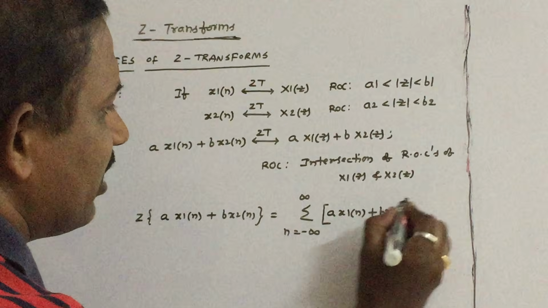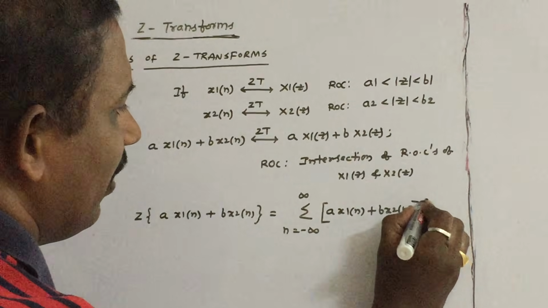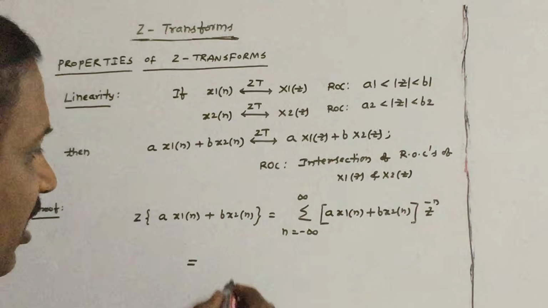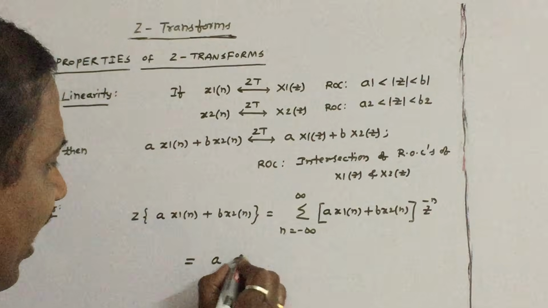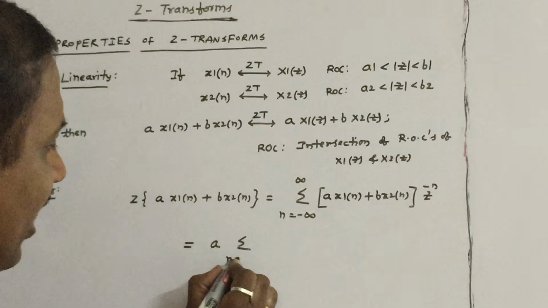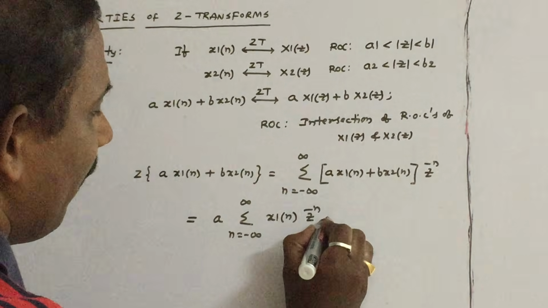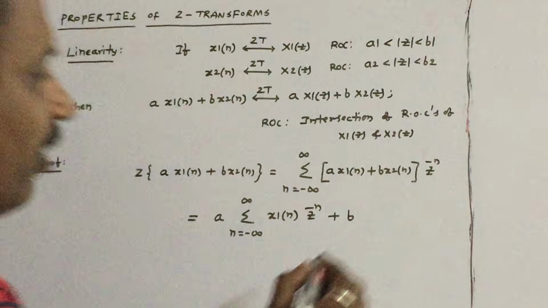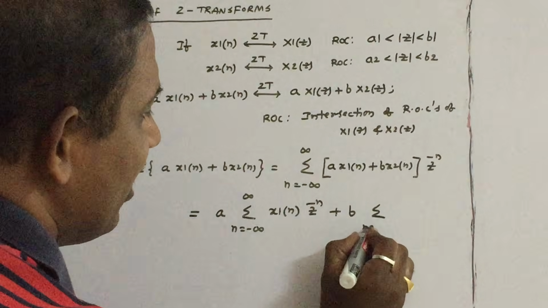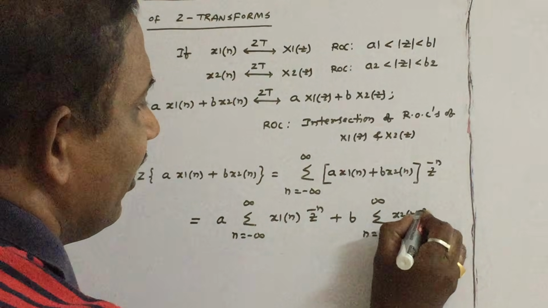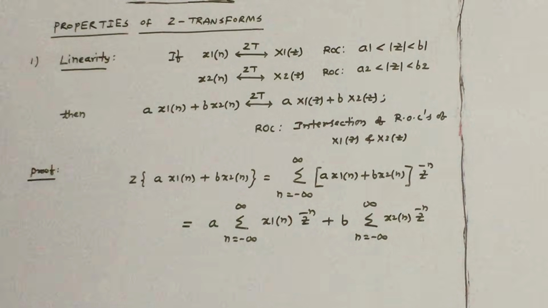So what is our transformation? The transformation is z power minus n. So let us separate these summations. Since A is a constant, take A outside: summation n equal to minus infinity to infinity x1 of n into z power minus n, plus B is a constant, take it outside: summation n equal to minus infinity to infinity x2 of n into z power minus n.